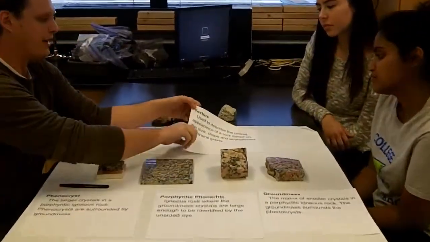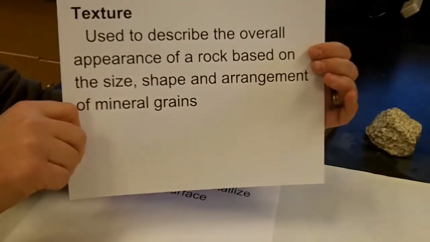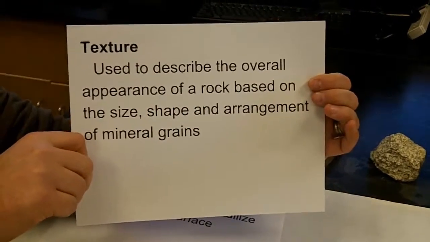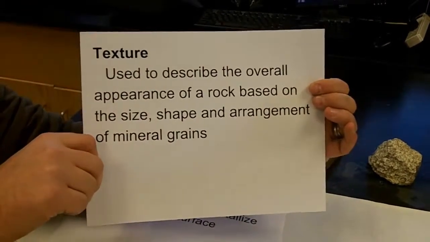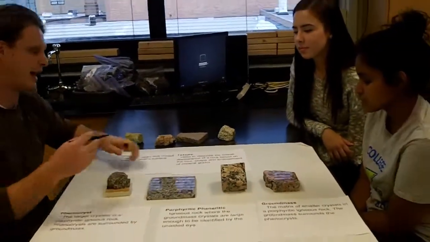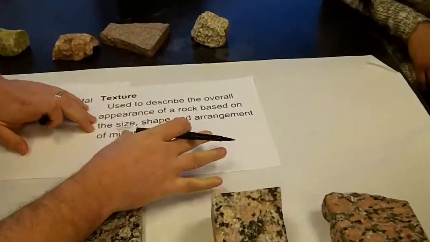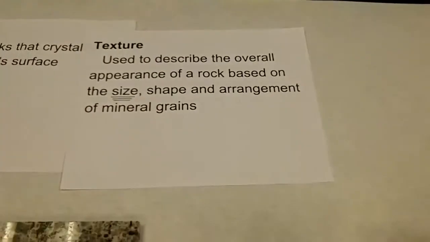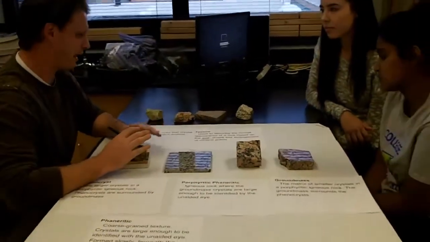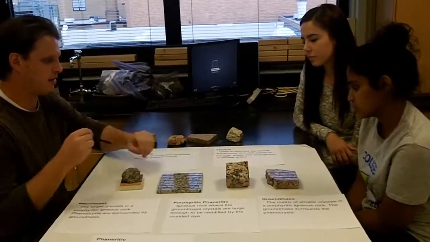So what igneous rock texture is, is used to describe the overall appearance of a rock based on the size, shape, and arrangement of mineral grains. A couple things that I'm going to do here just really quick. I just want to underline size because that's really, really important here. Everything else is important, but that's important too. All right, and I just want to underline that so we keep that in the back of our minds.